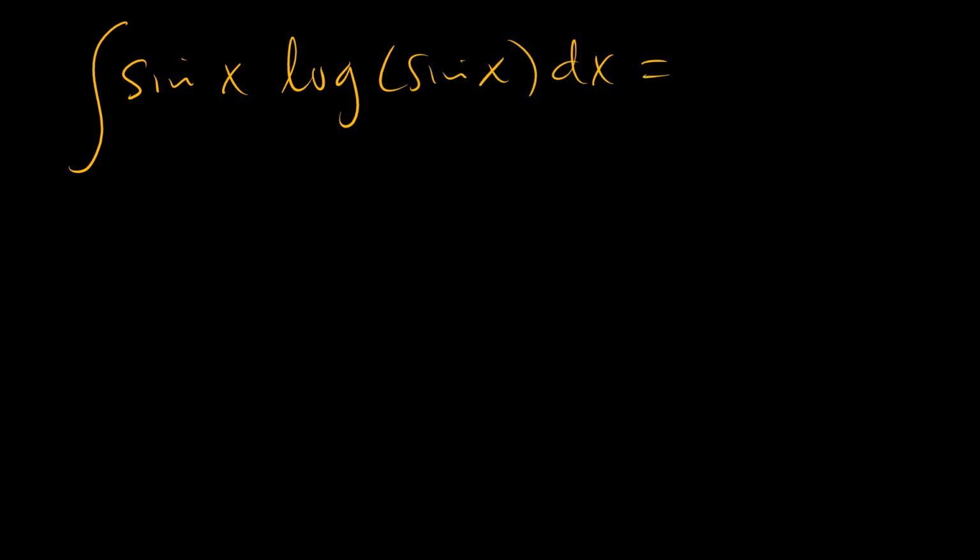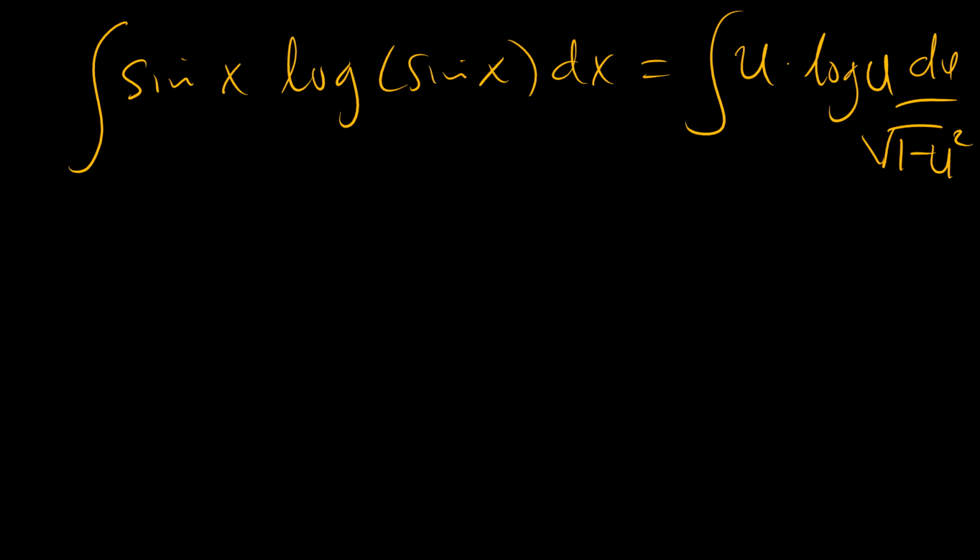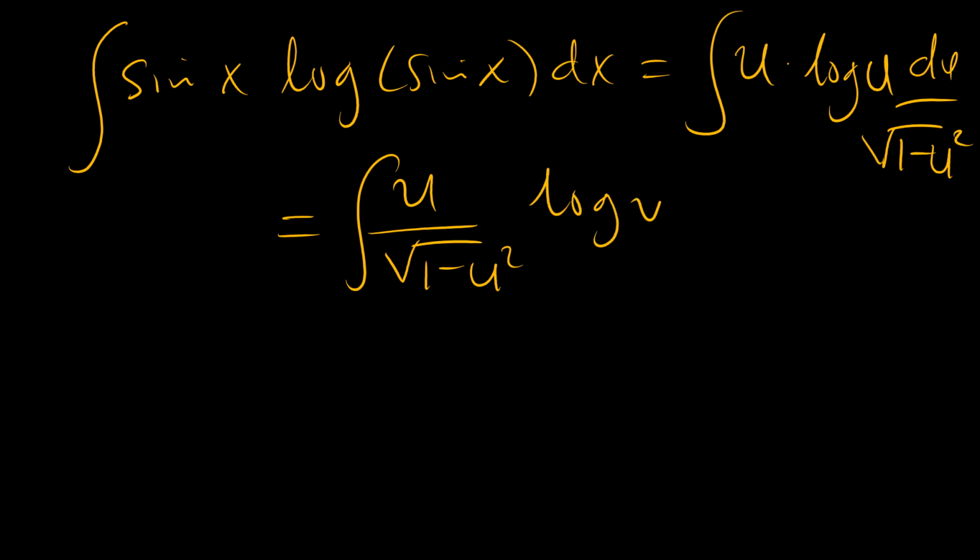Okay, and so our integral, sine x times the natural logarithm of sine x, can now be written as sine x, which we've let to be u, natural logarithm of u, and then dx, which we found we can substitute with du over the square root of 1 minus u squared. So this is the same as u over the square root of 1 minus u squared, times the natural logarithm of u.